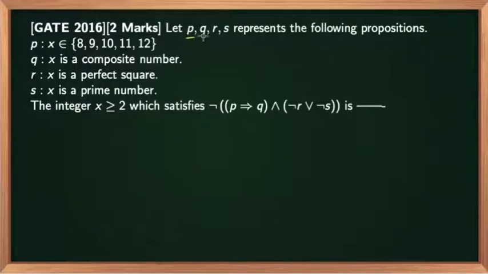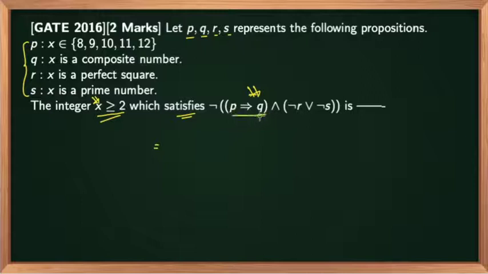Let P, Q, R, S represent the following propositions. So we have four propositional statements here. The integer x greater than or equal to 2, which satisfies, and we have a condition here. So we want to find the integer x, which is greater than or equal to 2, which satisfies this condition, right? So let me just convert this to a Boolean expression.